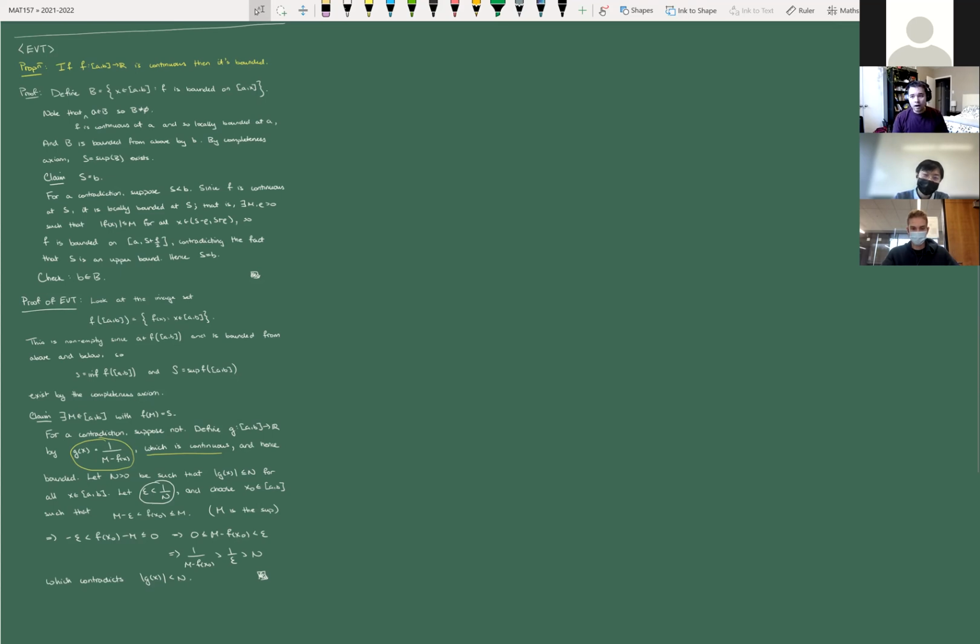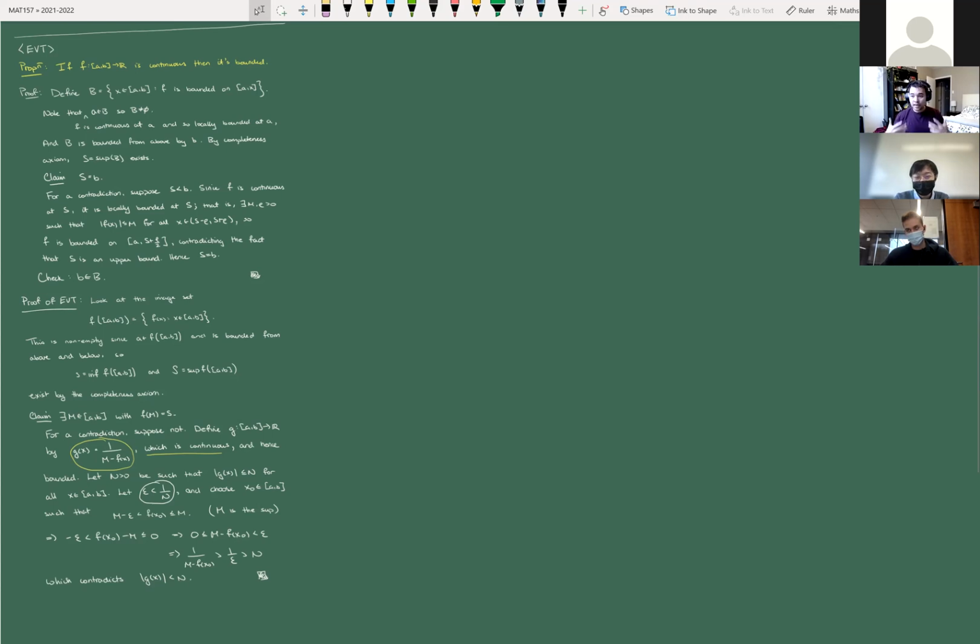It's not even hard in R. It's just you need to know what the word connected means, and you need to know what the word compact means, right? So for the extreme value theorem, the word that you want is compact. And the definition of compact is that every open cover has a finite subcover, right?